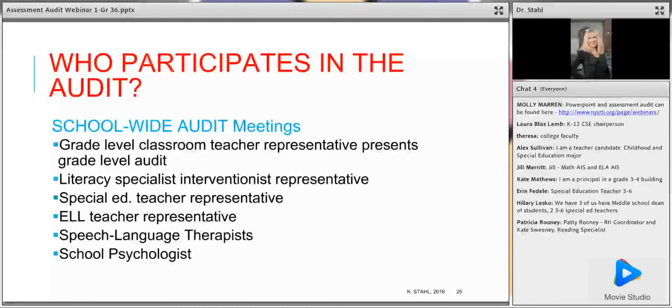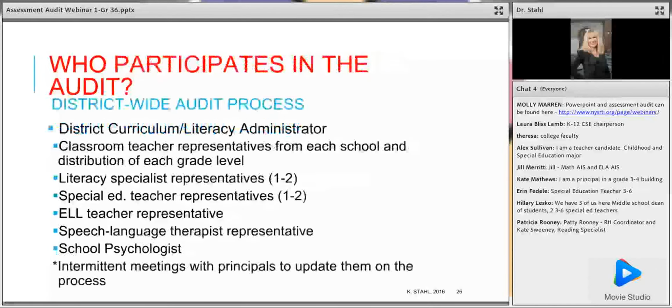We want to have one special education teacher representative, the English language learner teacher representative, a speech language therapist, and a school psychologist. It's important for that school psychologist to be there, and if you have a data person, that person needs to be there as well. All right? So we certainly want that person to be there as well.